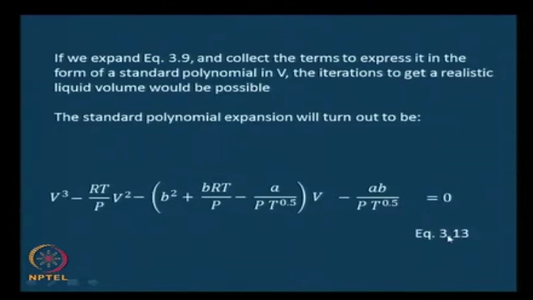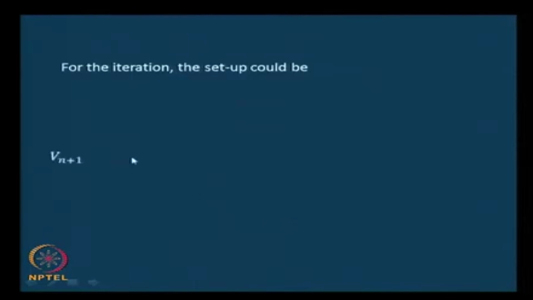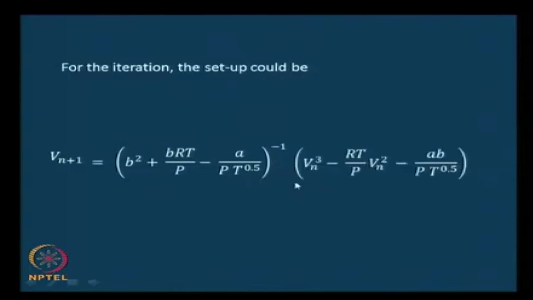liquid volumes, and to do that iteration we had to transpose that equation as Vn plus 1 equals (B squared plus B RT by P minus A by (P T power 0.5)) to the power of minus 1 into the remaining terms. Remember, this was in the numerator here, so this has to be in the denominator on the other side. In other words, we are dividing both sides by this to get rid of the term here, into the remaining terms that were there in the previous equation, Vn cubed minus RT by P Vn squared minus AB by (P T power 0.5).